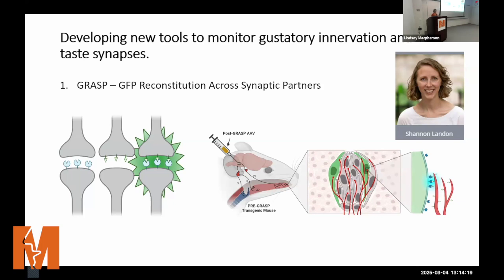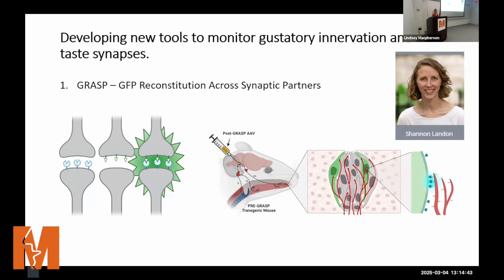Unfortunately, as I was discussing with Guillaume this morning, the taste receptor cells, because they turn over so quickly, are not really amenable to viral-based tools. I mean, you need them to be very quickly induced. So we figured the best way to get the presynaptic GRASP expressed in taste receptor cells is through a transgenic mouse. So we engineered several transgenic mice to do this.